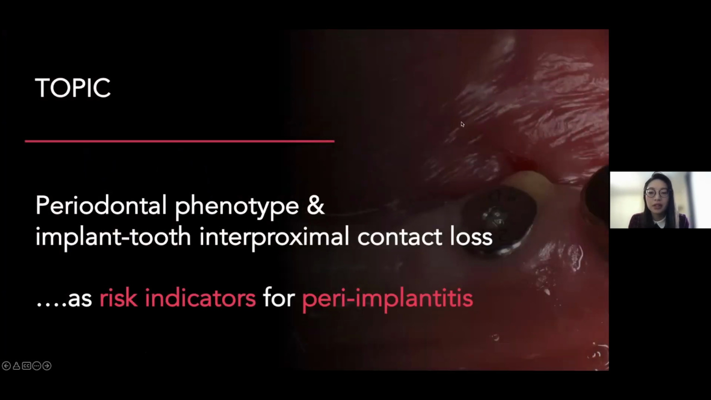Specifically, I'll be sharing some of my work regarding the periodontal phenotype and implant tooth interproximal contact loss as risk indicators for peri-implantitis. We know that risk factors are factors that are associated experimentally with pathologic conditions like peri-implantitis, and risk indicators have been associated in terms of prevalence for disease. So there's a little bit of a distinction that I want to make before I move forward between risk indicators and a risk factor.